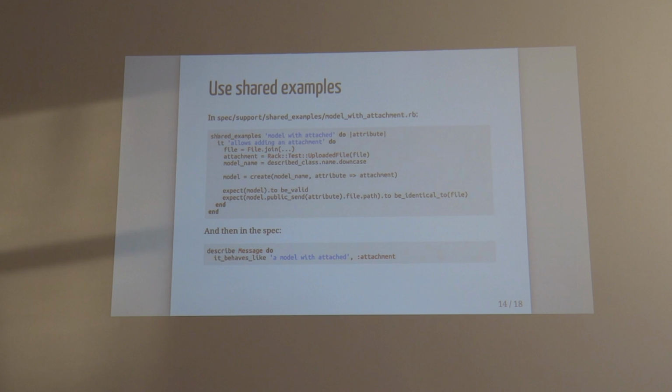So this is quite a simple spec. Basically it creates a model and attaches an attachment. So the attribute is attachment, so it attaches the attachment to the attachment attribute, and expects that the model is valid. And here I had to use public send because this attribute is a symbol, right? So that I could execute a method, so that this model actually did receive this file and does have this attachment.